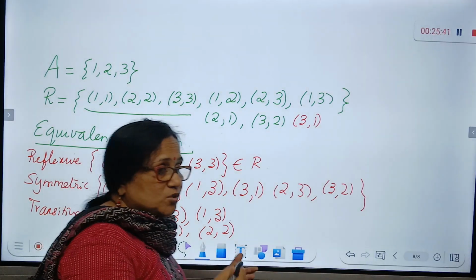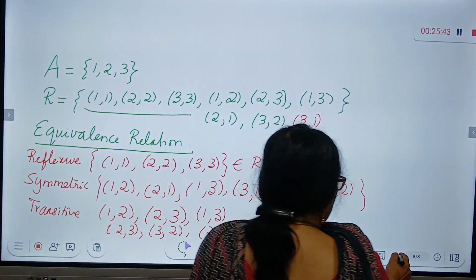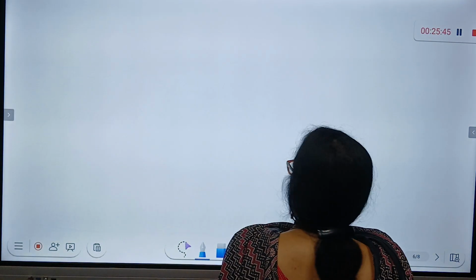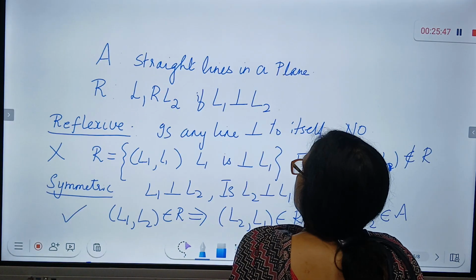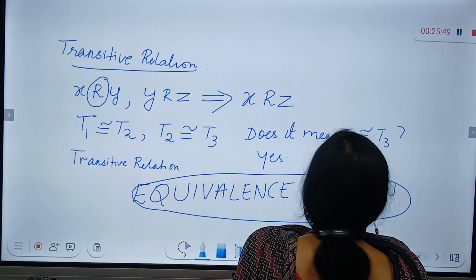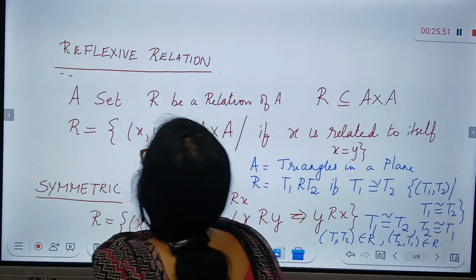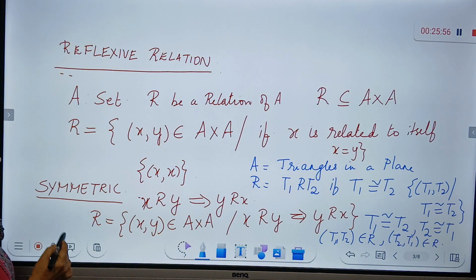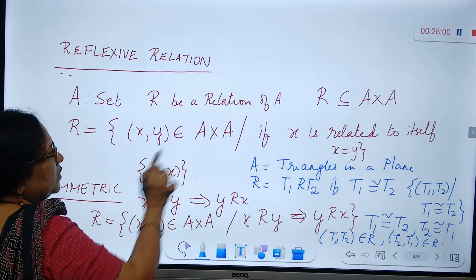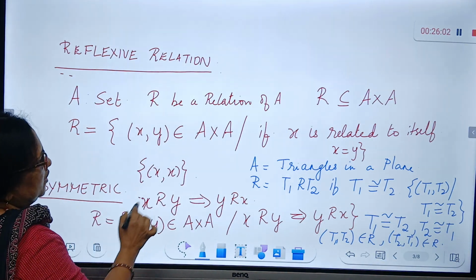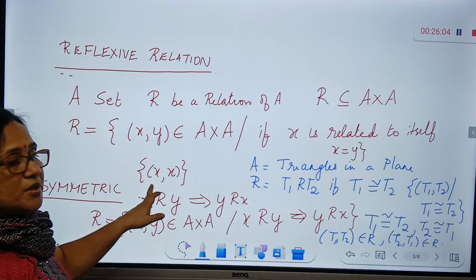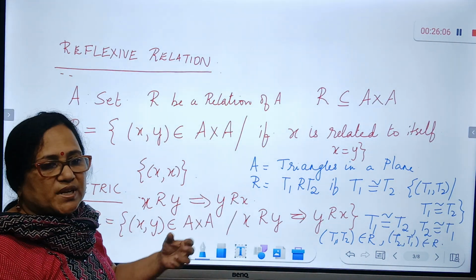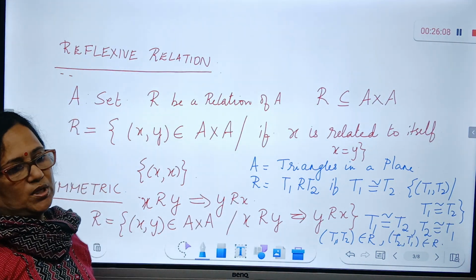So to summarize what we have learned today, we were learning about types of relations. We saw what a reflexive relation was. Reflexive relation means every element should be related to itself. I have also written it in the mathematical notation or set builder form. It should consist of elements of the form x comma x. That means every x should be related to itself.